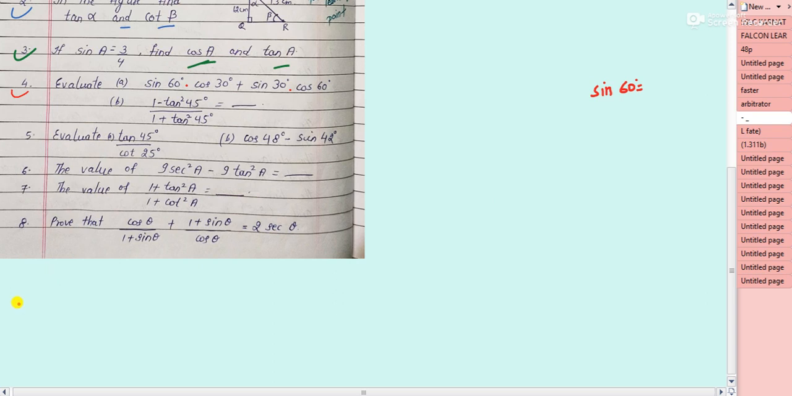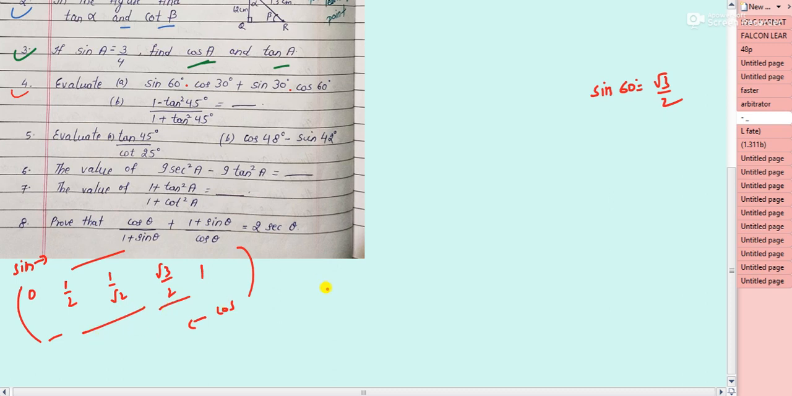Sine 60 is, if you know, 0, 1 by 2, 1 by root 2, root 3 by 2, 1. So for sine it goes like this, for cos it goes like this, that is 0, 30, 45, 60, 90. For sine 0, 30, 45, 60, 90. So sine 60 is root 3 by 2. It will be better if you write this on the last page of your final exam to refer to it easily. Okay, and also for tan: 0, 1 by root 3, 1, root 3 and infinity, correct? So sine 60 is this much.